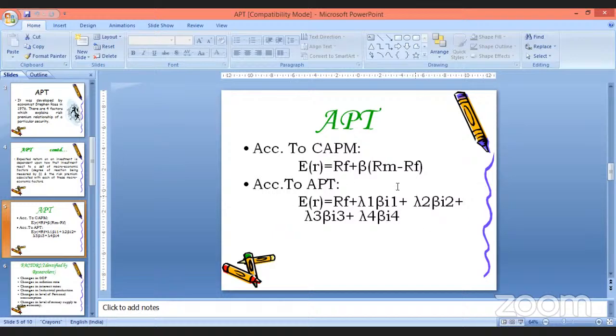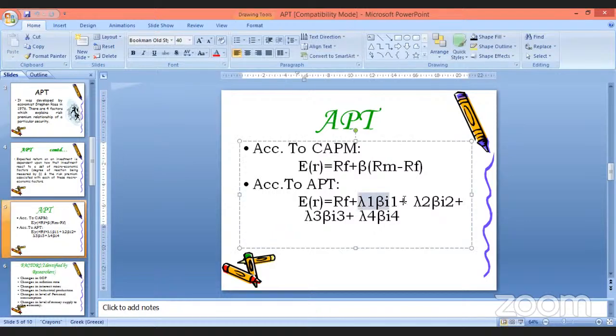So according to APT, the same model Stephen Ross considered, this beta is driven by how many macroeconomic factors? A set of 4 macroeconomic factors. Okay. So these are the 4 set of macroeconomic factors. Please remember, this is 1, this is 2, 3, 4. Yes or no? Okay. Did you understand?